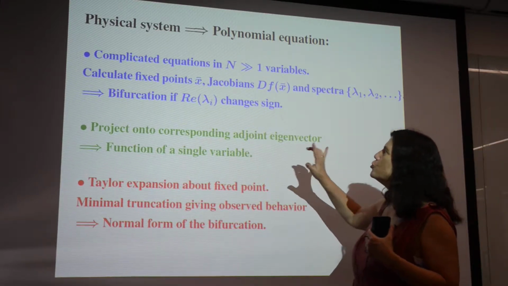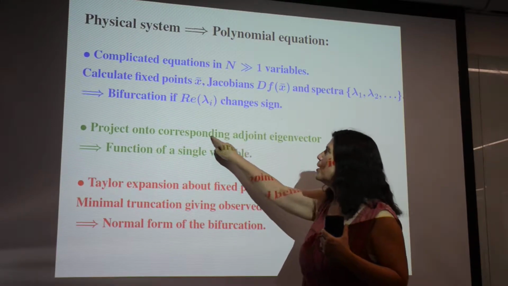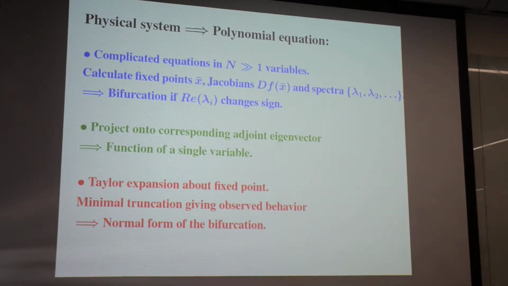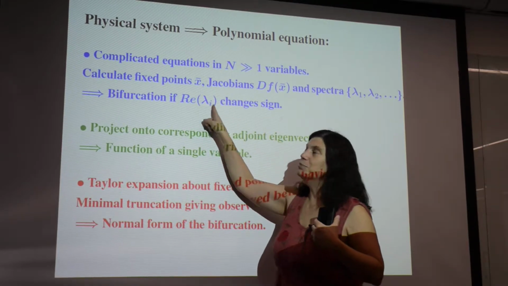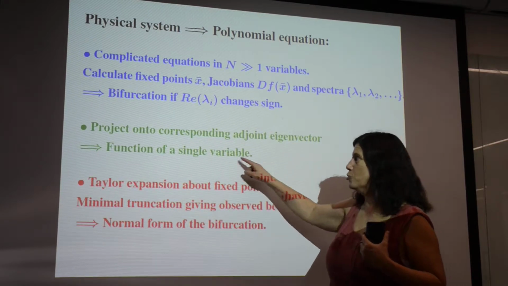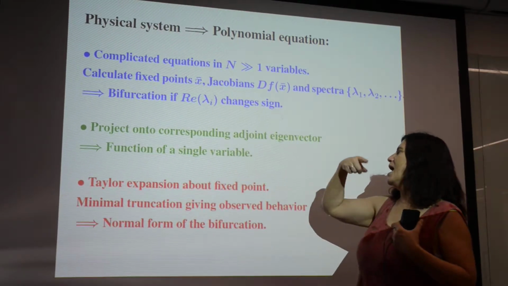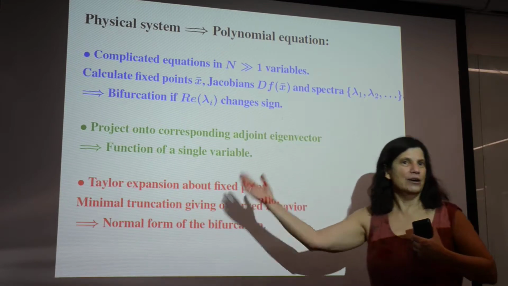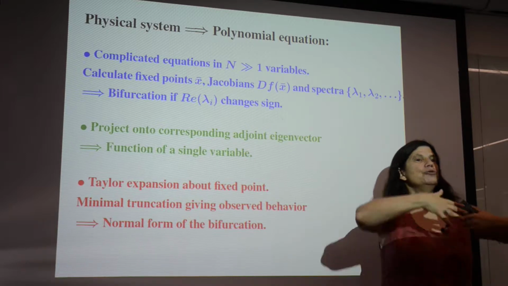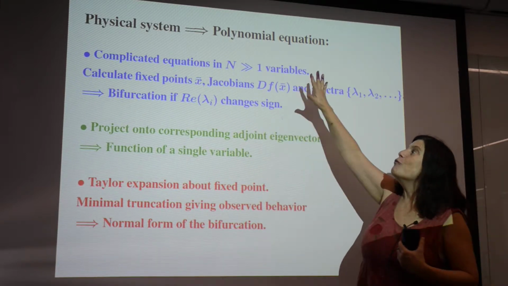What you can do is project onto the corresponding adjoint eigenvector. That gives you a scalar problem. If you project it, then you have this many-dimensional system projected to one dimension, the dimension in which the bifurcation is taking place. And then you can do a Taylor expansion about the fixed point, and then you do minimal truncation. So what everything we just did with these little tiny polynomials has to do with big physical systems is formally this procedure.